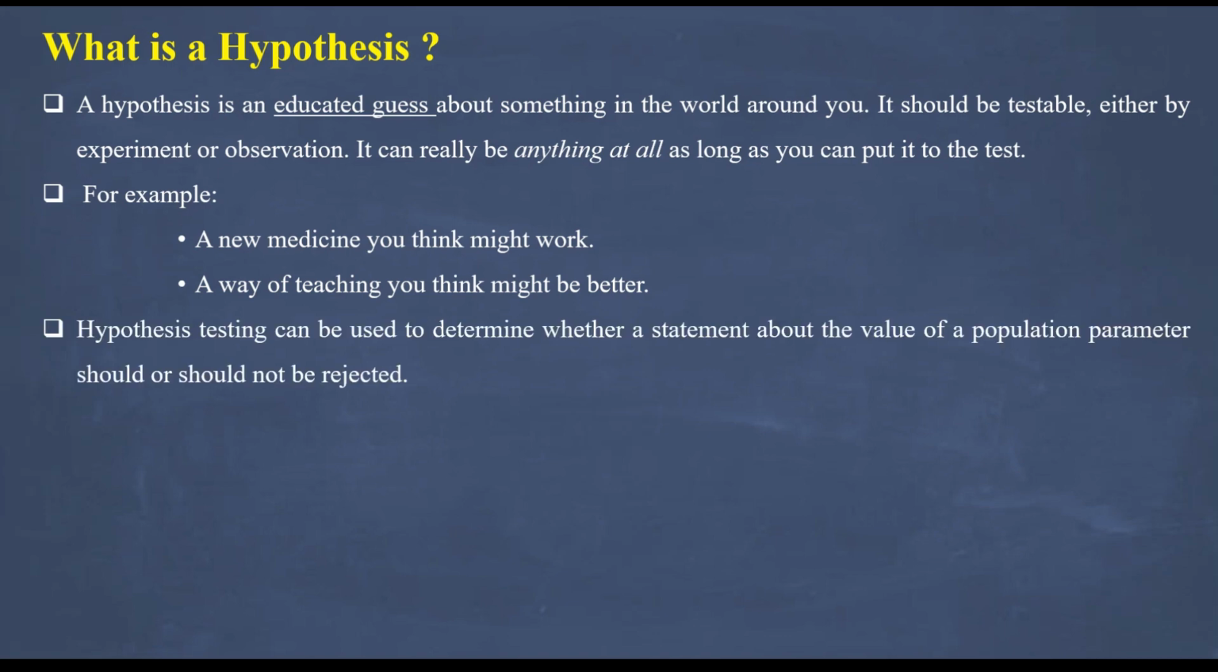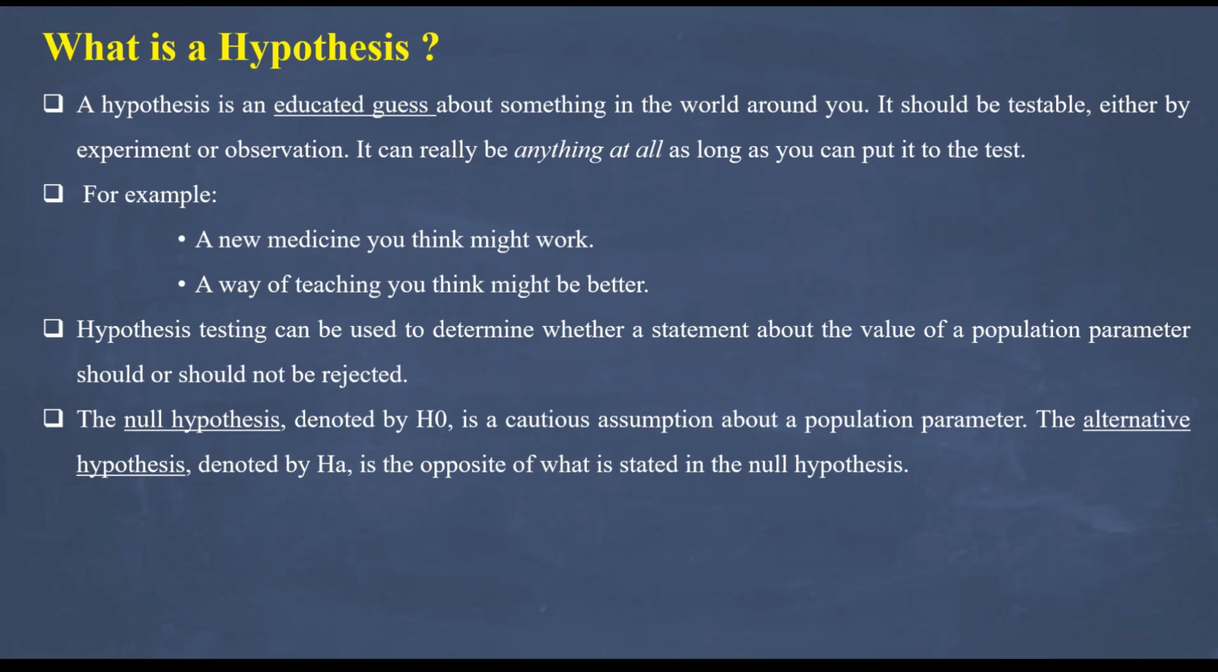So, hypothesis testing can be used to determine whether a statement about the value of a population parameter should or should not be rejected. The null hypothesis, denoted by H0, is a cautious assumption about a population parameter. The alternative hypothesis, denoted by HA, is the opposite of what is stated in the null hypothesis. So your null hypothesis is basically the claim, that is a cautious assumption about the population parameter.